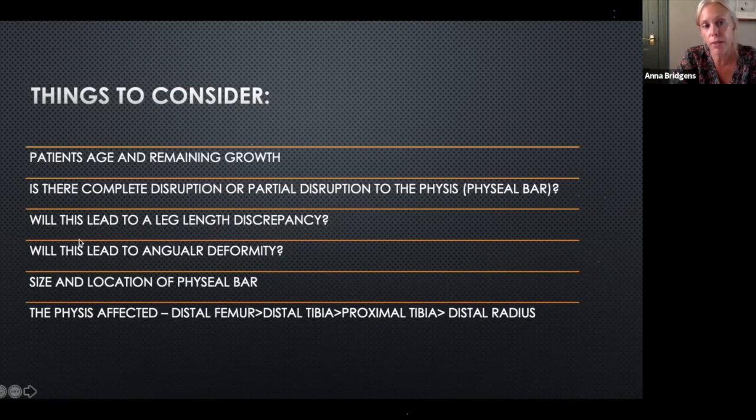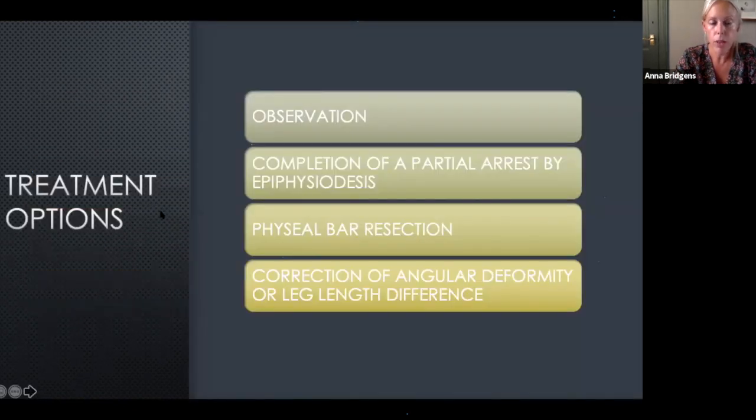You also need to think about the physis that is affected, because the distal femur, as I've said, is much more susceptible to growth arrests, and then distal tibia, then proximal tibia, then distal radius. So it's a worrying situation. So the treatment options at this point are to observe him, to complete a partial arrest. This is if there is a growth arrest. You can complete the partial arrest by doing what's called an epiphyseodesis, when you drill out the growth plate. So you destroy it completely so that the bit that is able to still grow can't. So that prevents getting those angular deformities.